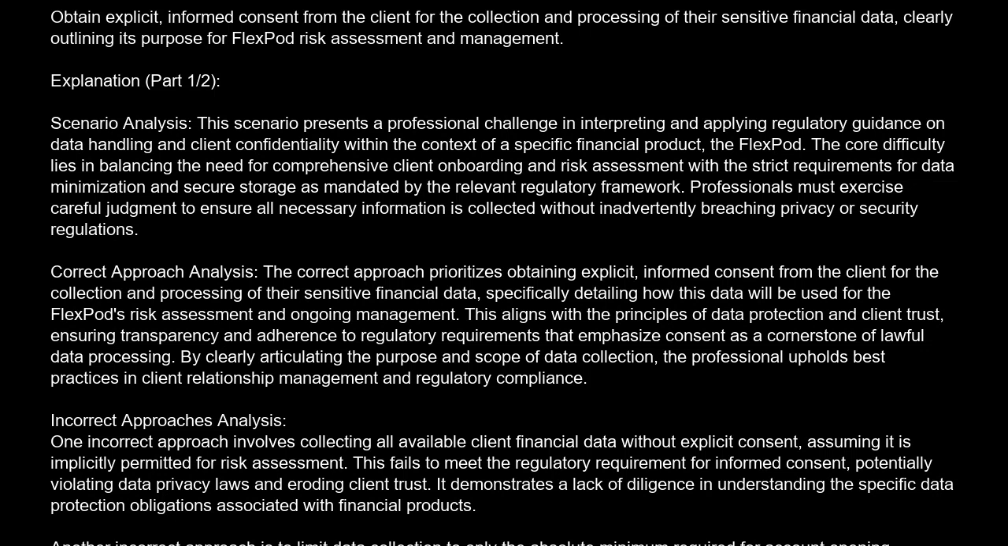The correct answer is D. Obtain explicit, informed consent from the client for the collection and processing of their sensitive financial data, clearly outlining its purpose for FlexPod risk assessment and management.